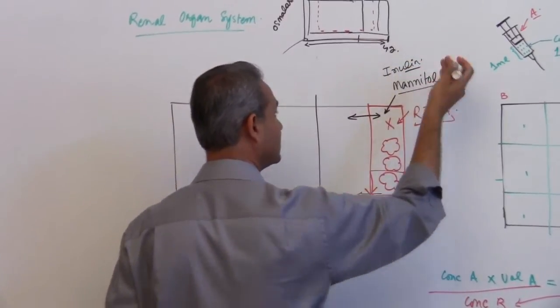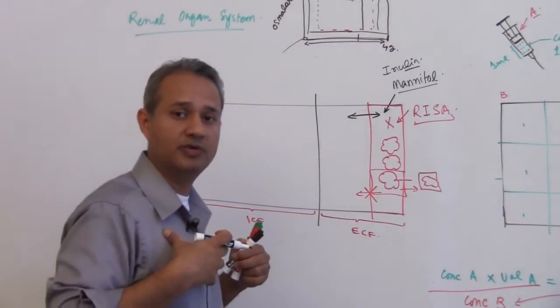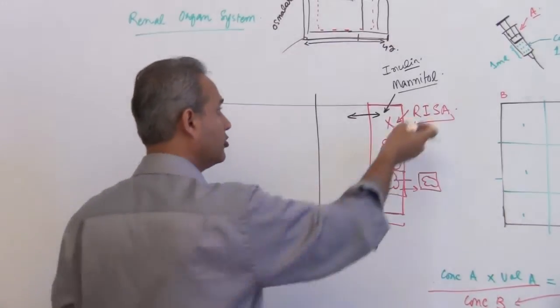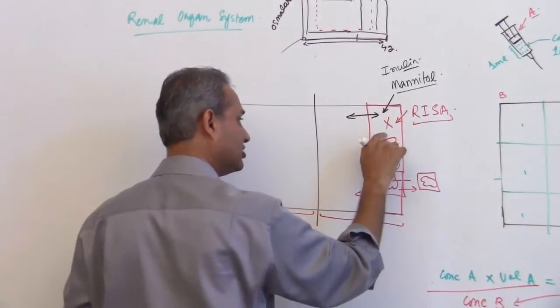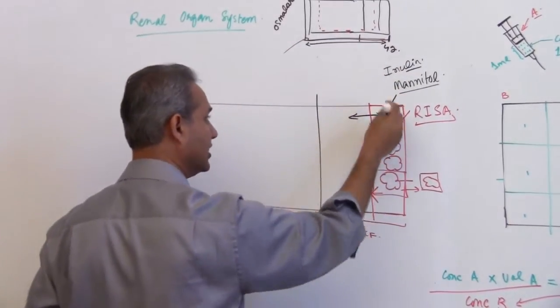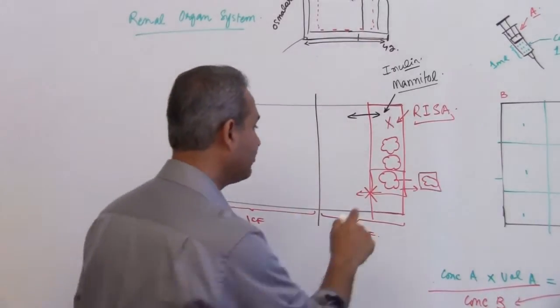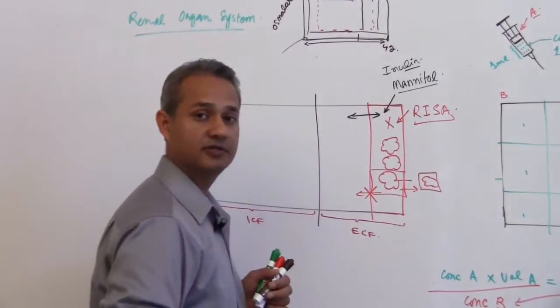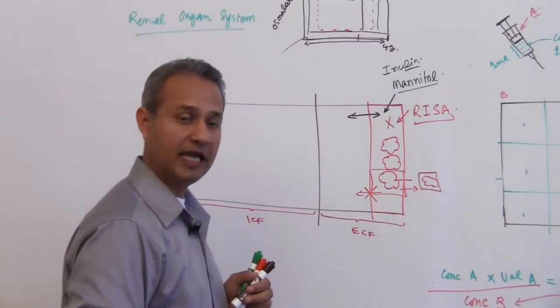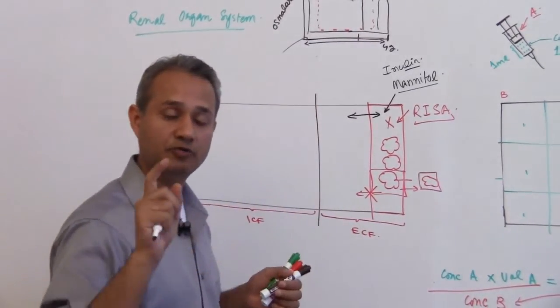Inulin is a substance which, remember, is found in the roots of a plant. It is not normally present in our body. So when you introduce that into the blood vascular system, you inject that fluid, that substance would then equilibrate in the extracellular fluid. Now if you take the sample and you put the numbers in this formula, what will you get?